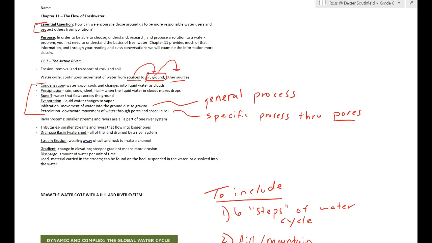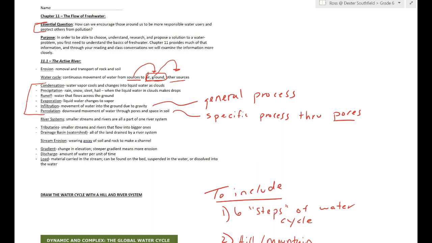Now, this is the continuous movement, and therefore, when we talk about the steps of the water cycle, there is no first step. Water right now is in the air, it's underground, it's in rivers, it's in streams, it's in ponds, lakes, and the ocean. So where that water goes from there is its first step, depending on what water we're talking about. But there is no first official step of the water cycle.